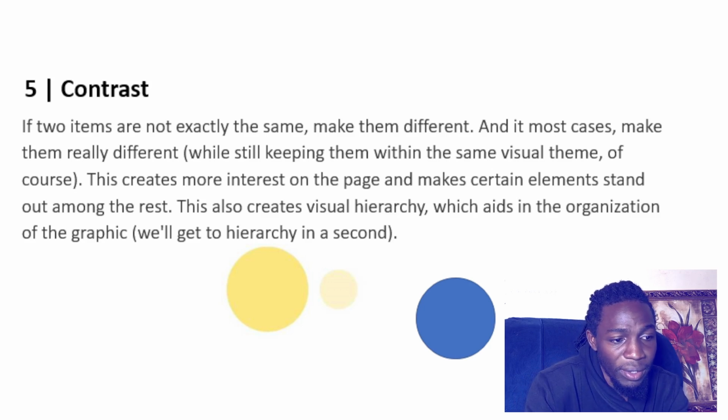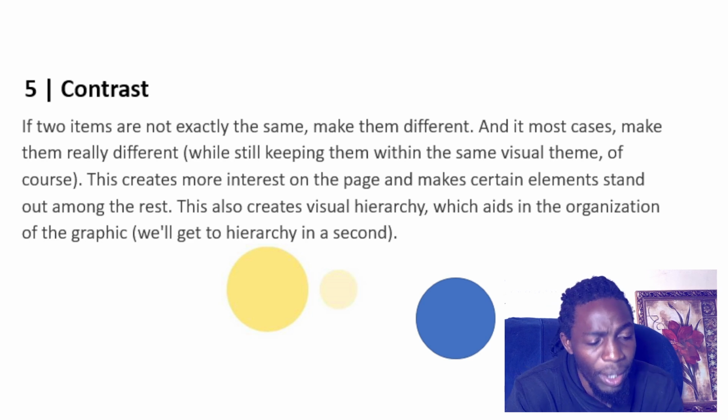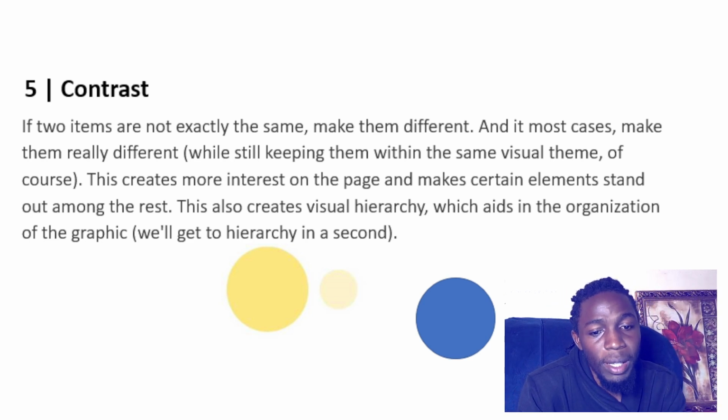So that's why we say that if two items are not exactly the same, make them different. If they are exactly the same, like icons or design elements, try to differentiate them. In most cases, make them really different while still keeping them within the same visual theme of the course. This creates more interest on the page and makes certain elements stand out among the rest.